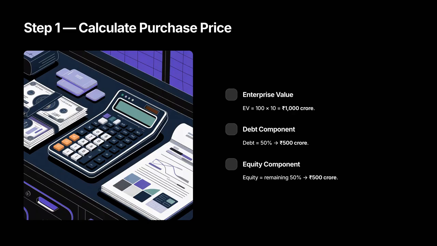Step 1. Calculate purchase price. Start with enterprise value. EBITDA of 100 times 10 gives 1,000 crore. Debt makes up 50%, so 500 crore debt. Equity fills the other half, another 500 crore. Always state these numbers slowly, because they anchor the rest of your answer.